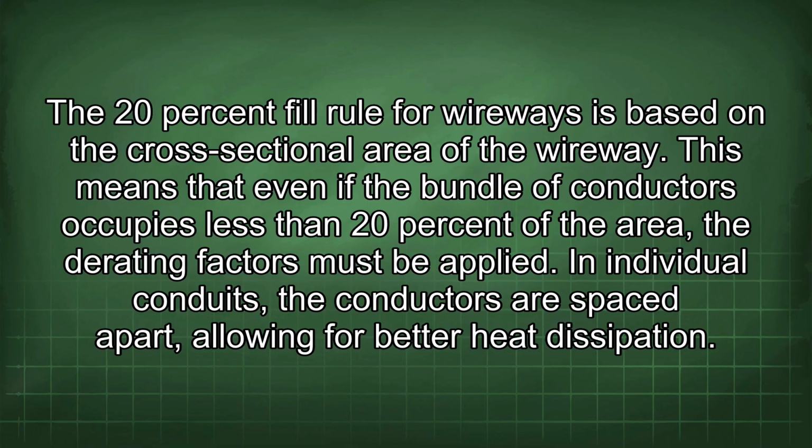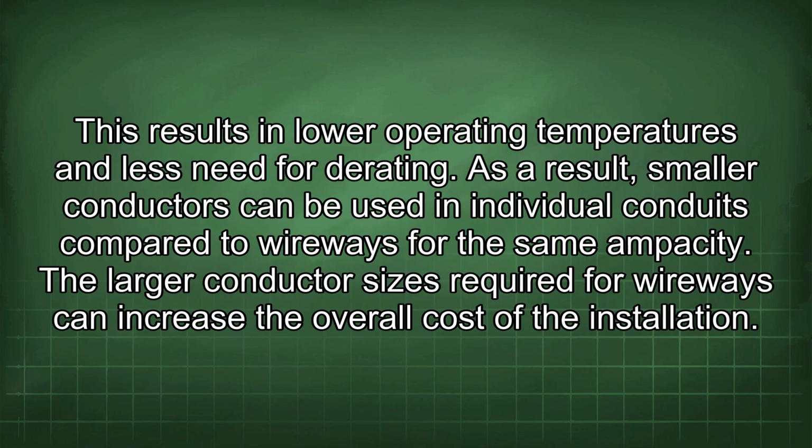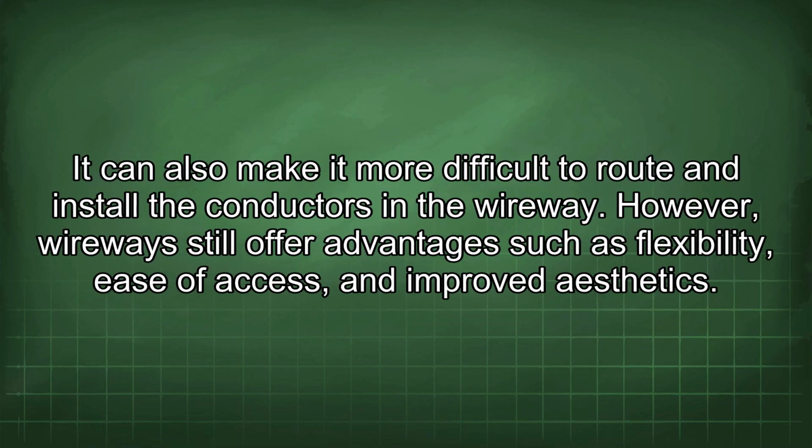In individual conduits, the conductors are spaced apart, allowing for better heat dissipation. This results in lower operating temperatures and less need for derating. As a result, smaller conductors can be used in individual conduits compared to wireways for the same ampacity. The larger conductor sizes required for wireways can increase the overall cost of the installation. It can also make it more difficult to route and install the conductors in the wireway.